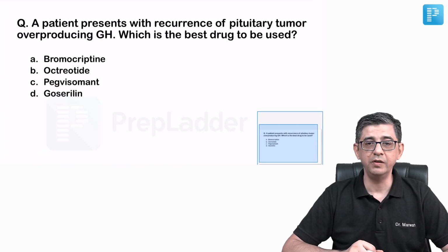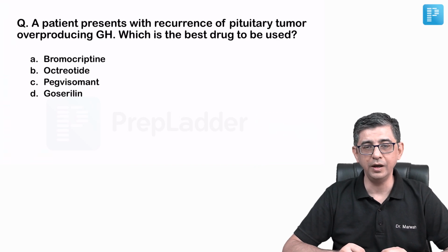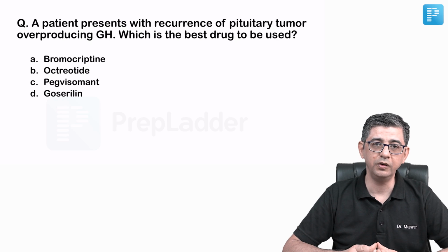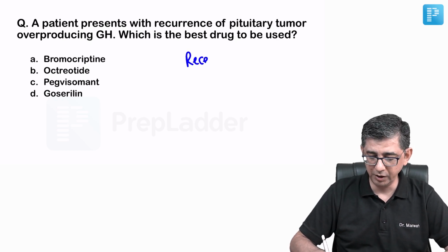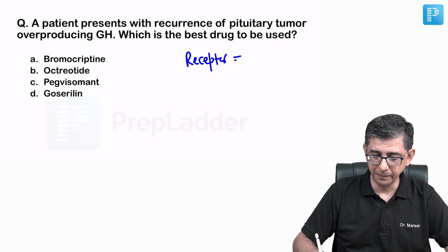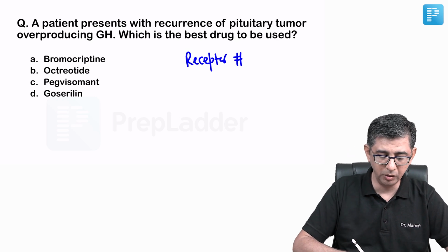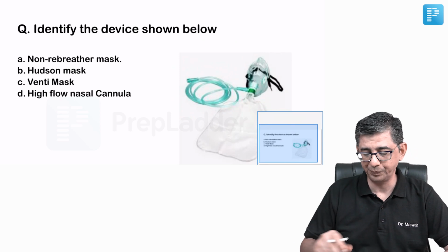It said a patient is having recurrence of pituitary tumor overproducing growth hormone. So in this particular case, we would not go in for surgery. What we are going to do in this case is neutralize the effect of the growth hormone, the receptors per se. Ultimately, if you block the receptor, the hormone will not be able to act. The drug that's going to do this job for me would be pegvisomant. The answer to this question is option number C.